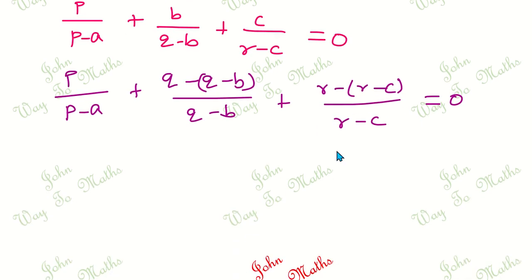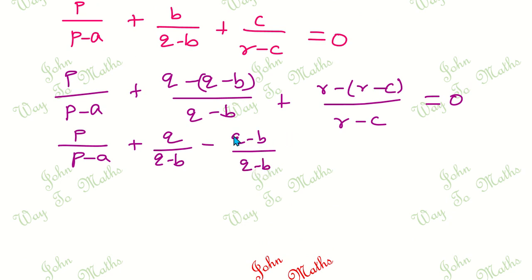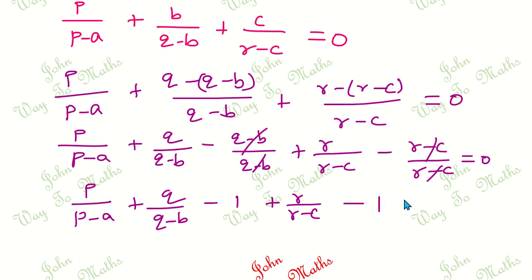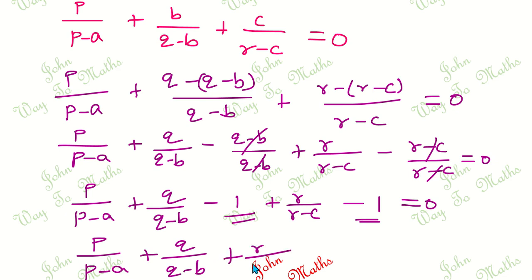Okay, now I am going to split: here p by p minus a, here q by q minus b, then minus q minus b by q minus b, plus r by r minus c, then minus r minus c by r minus c is equal to 0. So here these two terms give the result 1. So p by p minus a plus q by q minus b, minus 1, plus r by r minus c, minus 1, which is equal to 0. So moving the minus 1s to the right side, we get 2. So p by p minus a plus q by q minus b plus r by r minus c is equal to 2. We get the result.